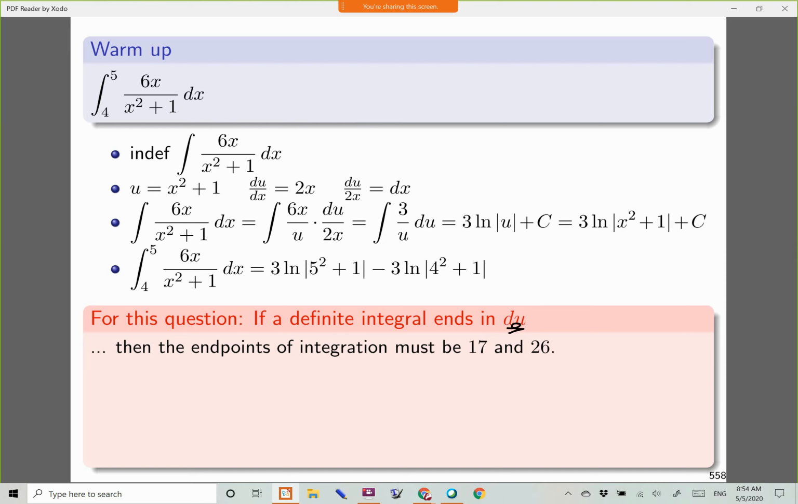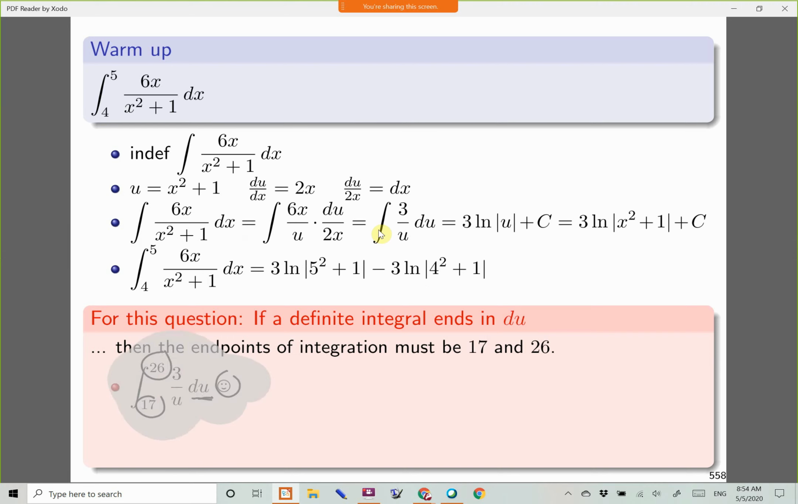If you have a definite integral that ends in a du, in this problem I don't. Over here, there's one definite integral written in this section, and it's right here, and that ends in a dx. But if you have a definite integral that ends in a du, then you have to be sure that the endpoints of integration are 17 and 26. So this would be correct. There's a du here, and there's a smiley face here to indicate that. So you have du, and then the u values are 17 and 26.